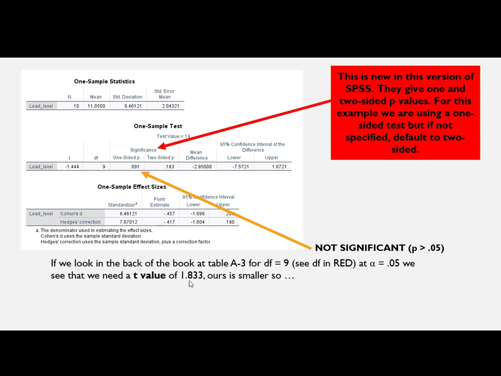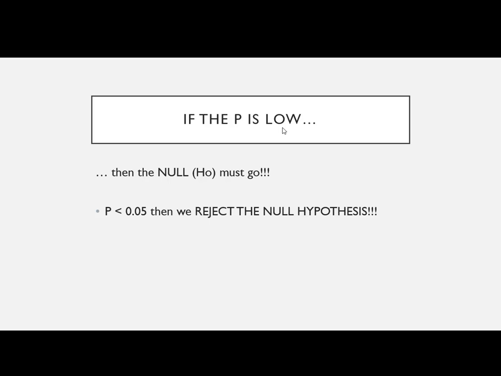No, because they're symmetric. We would be comparing this to a negative 1.8333 for a left-tailed test like we have here. So a little mnemonic: if the p is low, then the null must go. So if the p is less than 0.05, then we reject the null hypothesis. It's not significant if it's 0.05 exactly, because it's not less than or equal to, it's less than. So if it's 0.06, 0.0527, it's not significant. But if it's less than 0.05, it is significant, and we would reject the null.